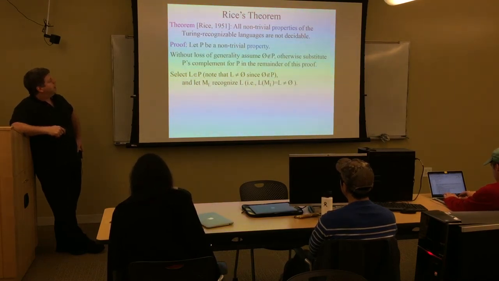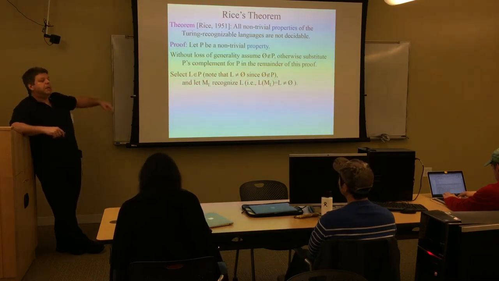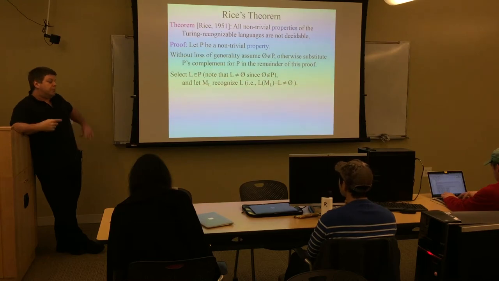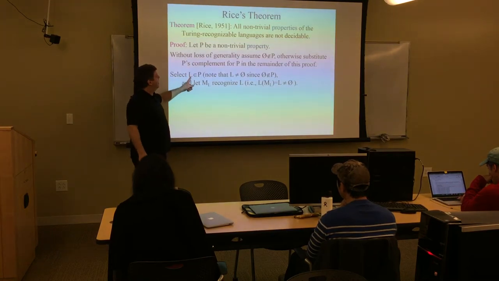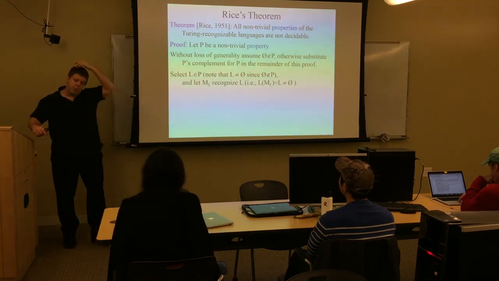So let some language be an element of this property that's not trivial, and let L not be the empty language, because we already said that the empty language is not in P without loss of generality. Otherwise, go through the remainder of the theorem, not with P, but with the complement of P. Okay, so we can pick some language that's not empty, that's one of the languages in this property. Remember, the property is just a set of languages. So we're going to take one of them, call it L, and make sure it's not empty because of this assumption. And that's how we move forward with this.